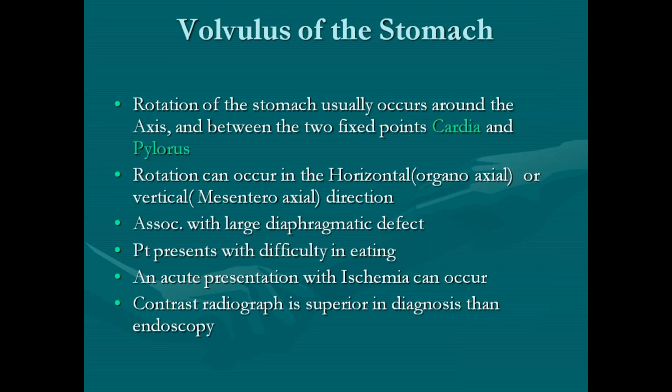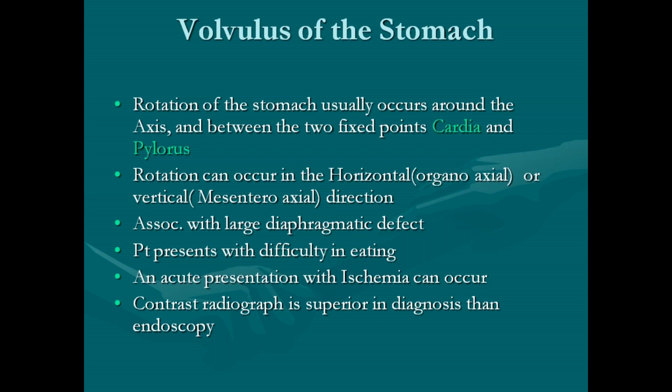Most of the time, this stomach volvulus is associated with a large diaphragmatic defect, a left diaphragmatic hernia. Along with the stomach, there will be a loop of transverse colon in the left side of the chest. So the patient will have difficulty while eating. Sometimes because of compromise of the vasculature, the patient may present with signs of ischemia. In such cases, endoscopy is not much helpful.